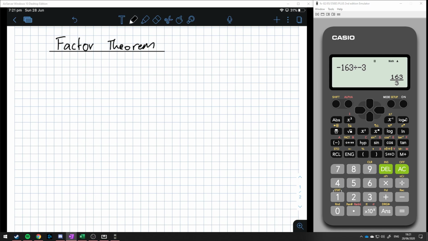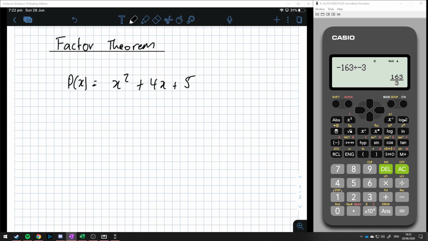Alright, so the last video that we're going to do for this week is the factor theorem. Now, the factor theorem is very similar to the remainder theorem, except it involves trying to turn our polynomial into a factor, or trying to factorize the polynomial. So, suppose that we have a polynomial, something like x squared plus 4x plus 5, something like this.